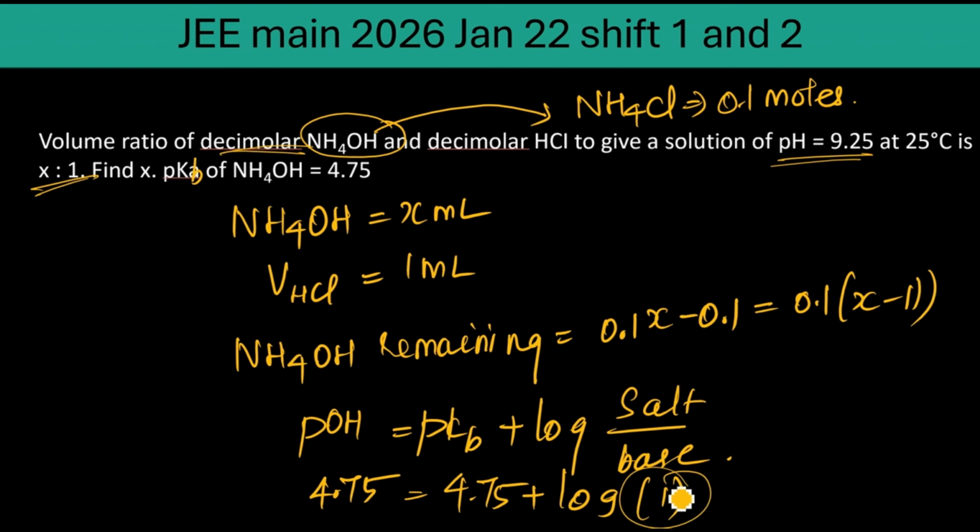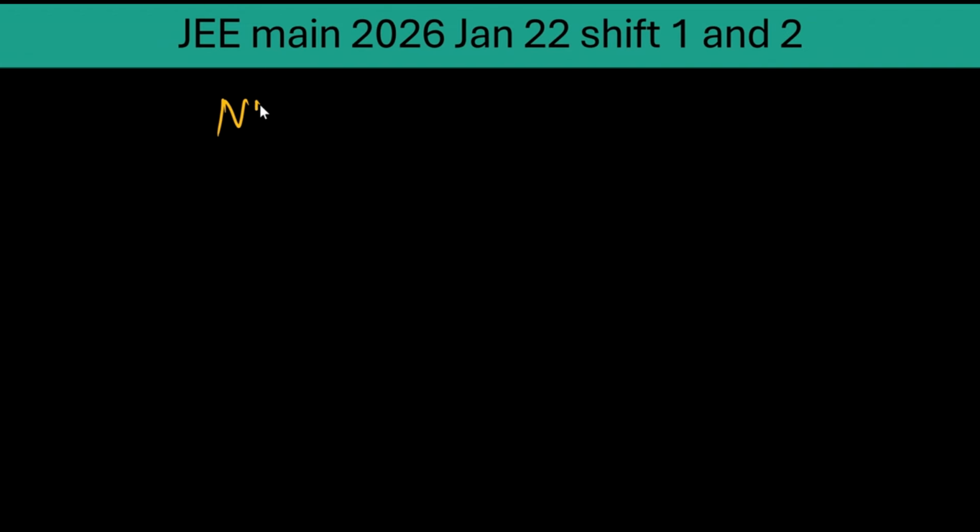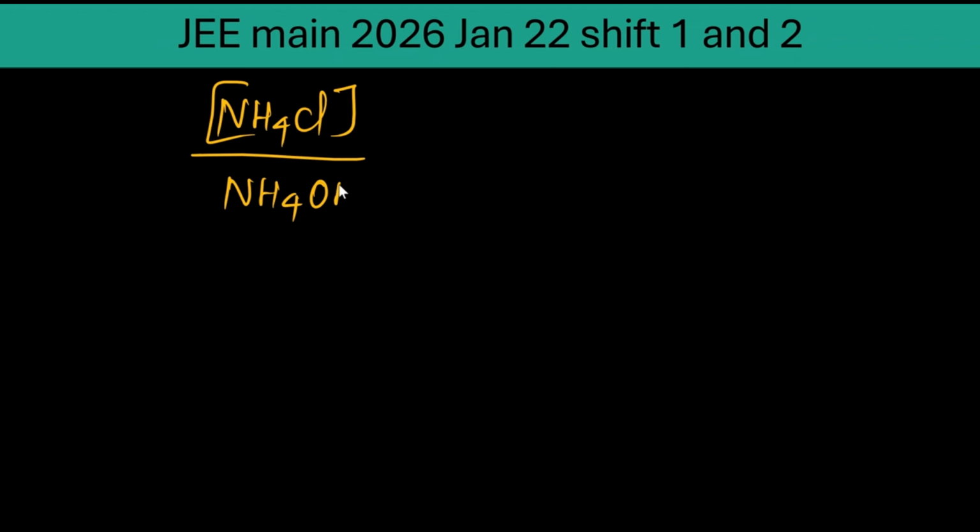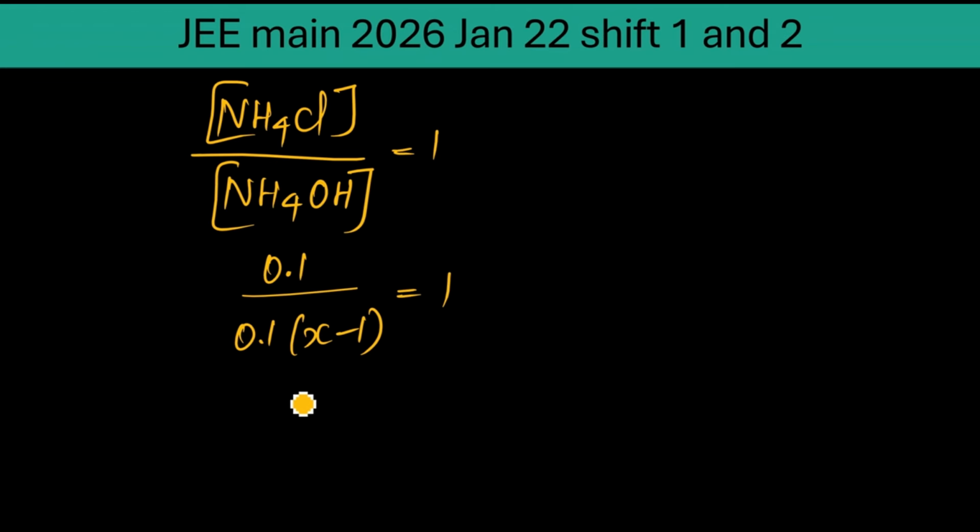If I am taking this value as 1, ammonium chloride concentration by ammonium hydroxide concentration equal to 1, what we know is that ammonium chloride formed is 0.1 and ammonium hydroxide remaining would be 0.1x minus 0.1. So now what would be the x? Just calculate the x and you will get it as 2. So 2 is your answer.